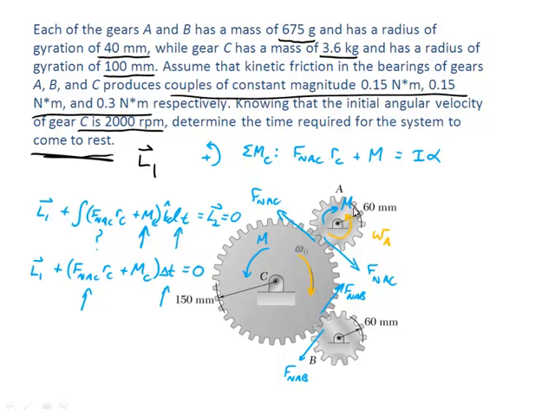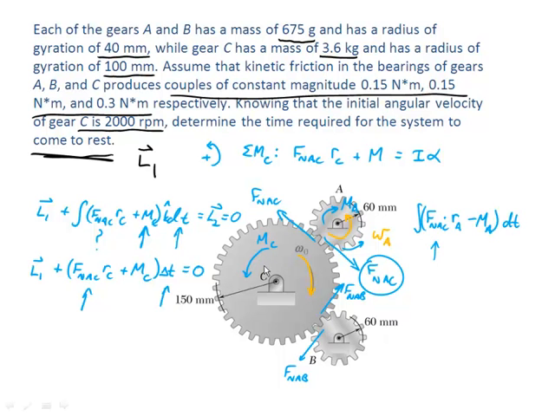So let me label that M sub A. I better label that M sub C here. So as I look at the moments acting on gear A, there's going to be a counterclockwise moment due to this force, FNAC times R sub A. But there's going to be a clockwise moment, M sub A. And again, I know what M sub A is. I don't know FNAC.